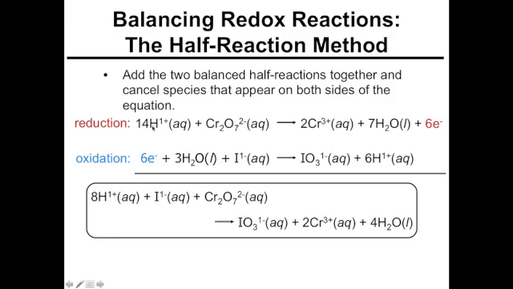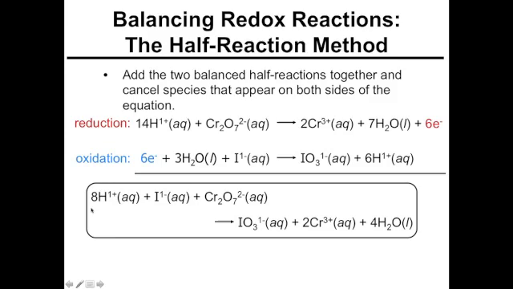So I end up with 8 hydrogen ions plus my I minus, my Cr2O7 2 minus on the reactant side. On the product side, I end up with my IO3 minus ion, 2 chromium ions, and 4 waters, because we canceled 3 waters, so we still have 4 remaining. So this is my overall balanced equation.